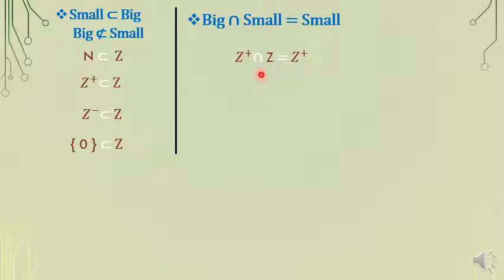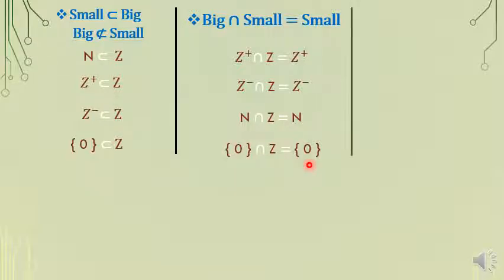Z positive intersect Z. Where is the small set here? The small set here is Z positive. So my answer will be Z positive because the sign here is what? Intersect. Z negative intersect Z. The answer will be Z negative, the small set. N intersect Z. Where is the small set here? The small set here is N, so my answer will be N. Set of 0 intersect Z. The small set here is set of 0, so my answer is set of 0.